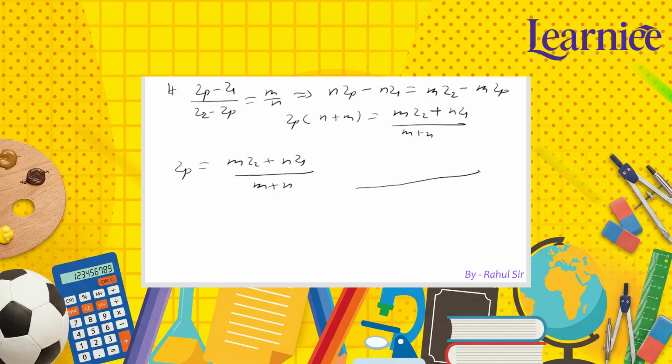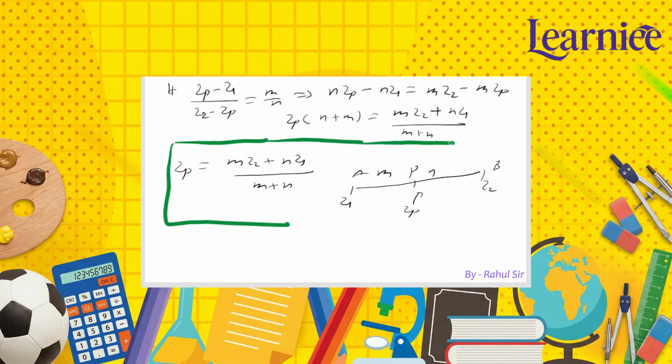So clearly, this is, let's say, z1, this is z2, and the point P, which divides this line AB in m is to n ratio, the coordinate of zp is given by this formula. This particular thing here is a well-known section formula. This is called the section formula. In complex numbers this also exists, in vectors also. This is nothing but the section formula.